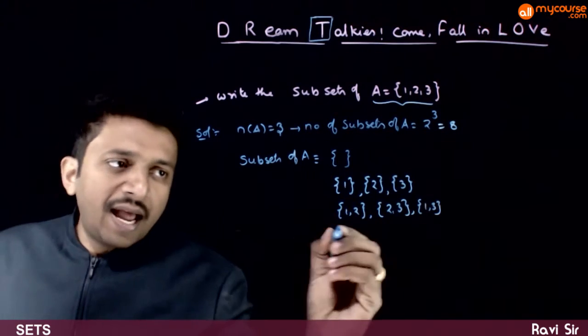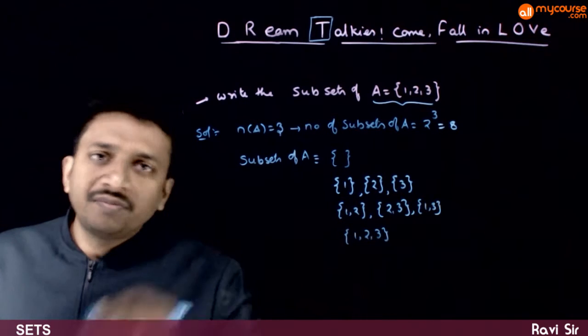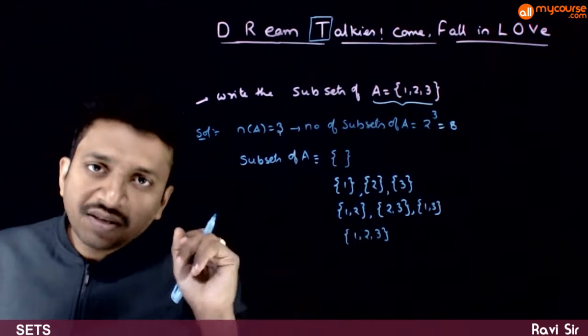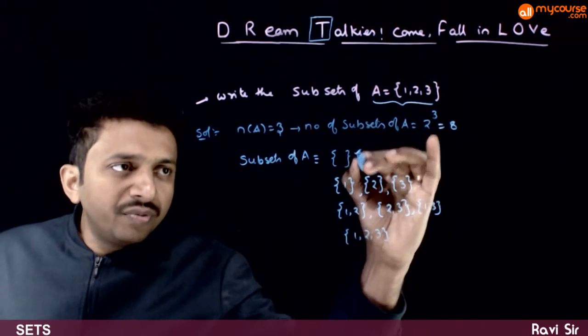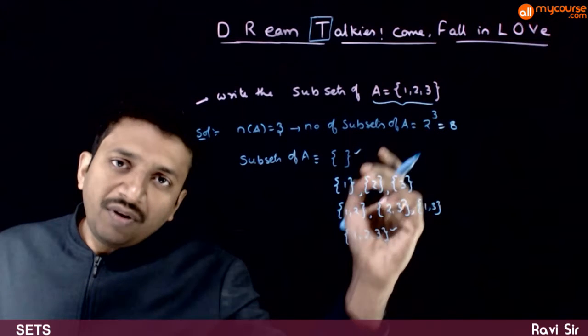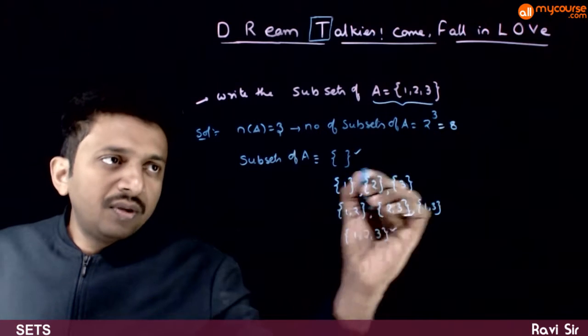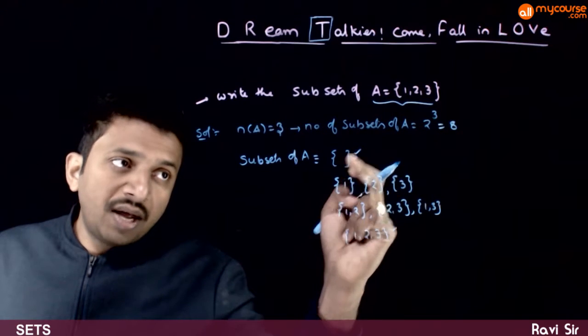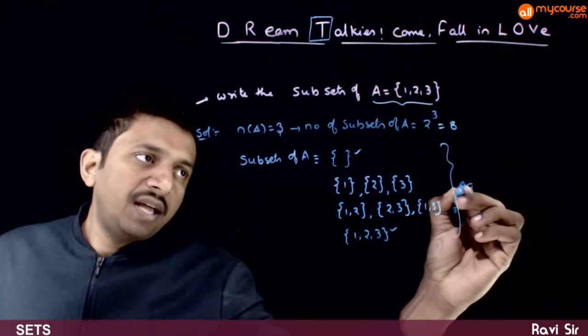That's it. And you have one subset containing all the elements. The null set is a subset of every set and every set is a subset of itself. So these two will always be there, and in between them you have to write the other subsets. As you can count them, 1, 2, 3, 4, 5, 6, 7, 8. You have 8 subsets.